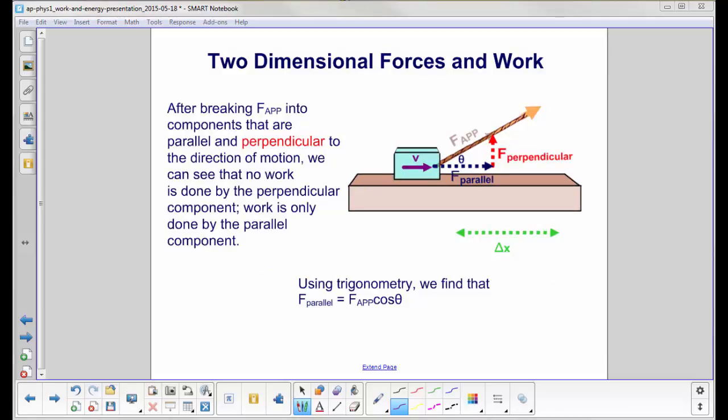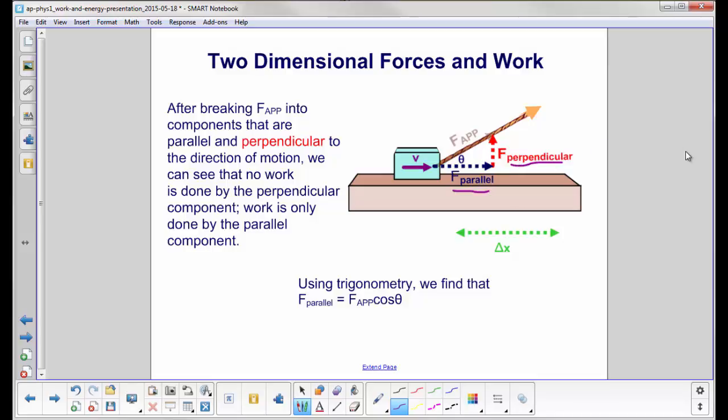Vector analysis, as we showed earlier when we did kinematics, you have to break whatever force you're looking at into components that are parallel to the x and y axis. So over here, here's our applied force. We're going to break it into a perpendicular component along the y-axis and a parallel component along the x-axis. You can see how the applied force makes an angle theta with the horizontal.